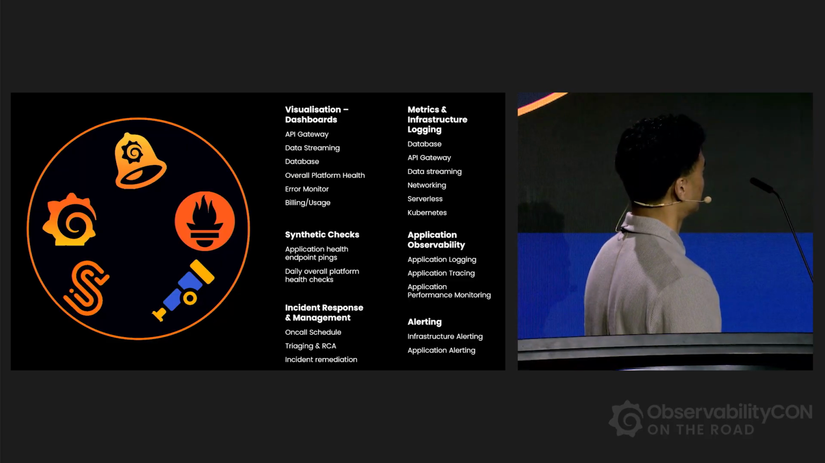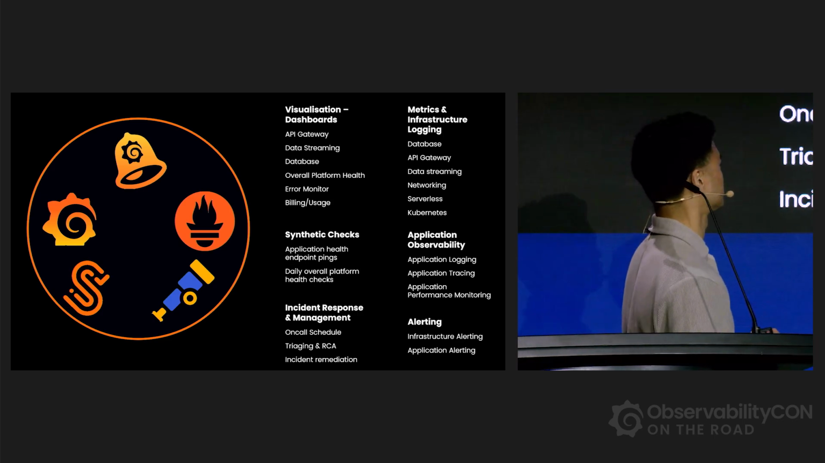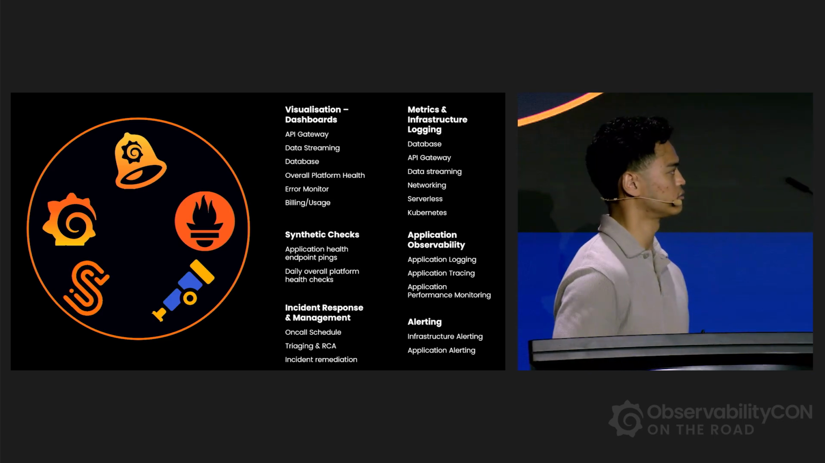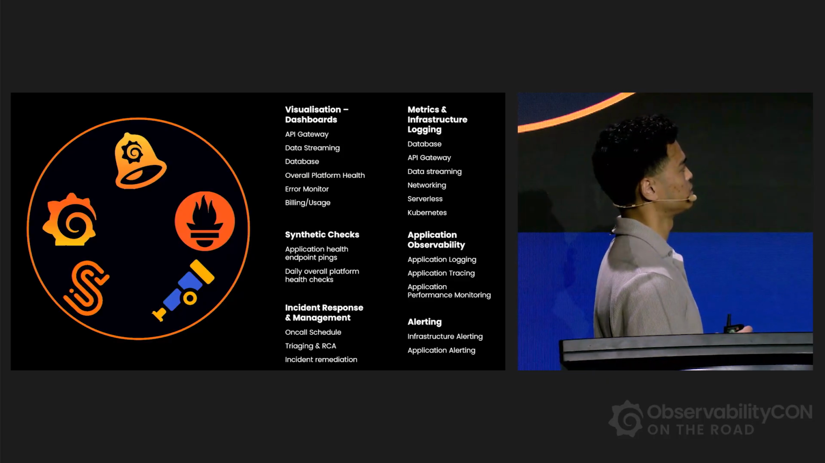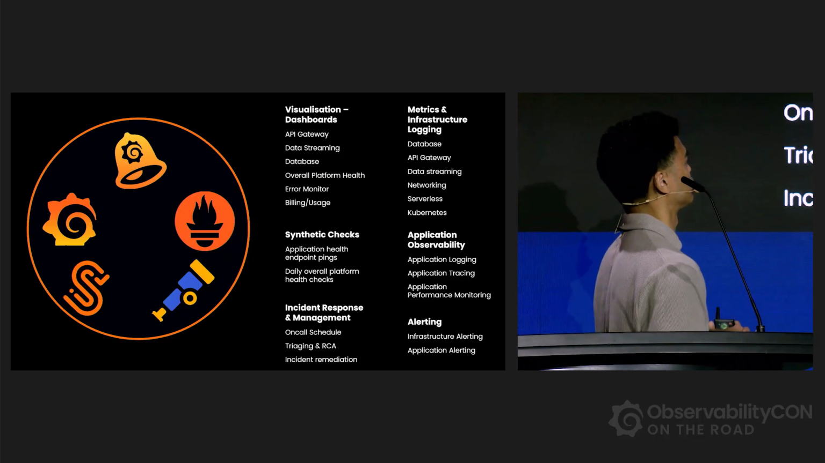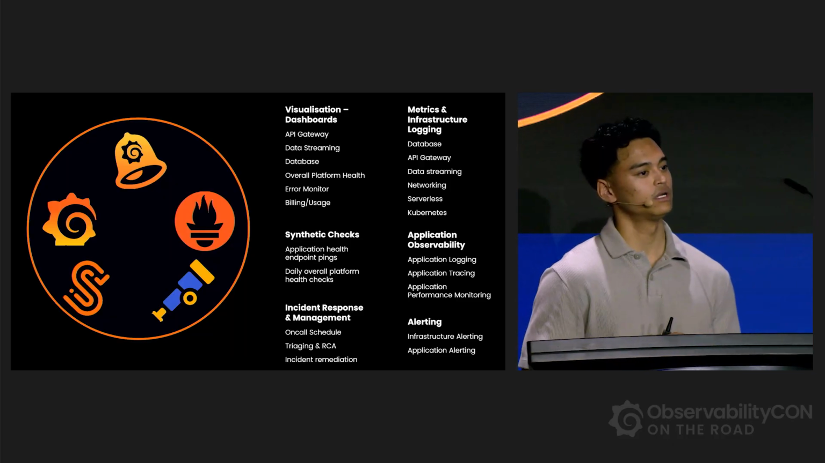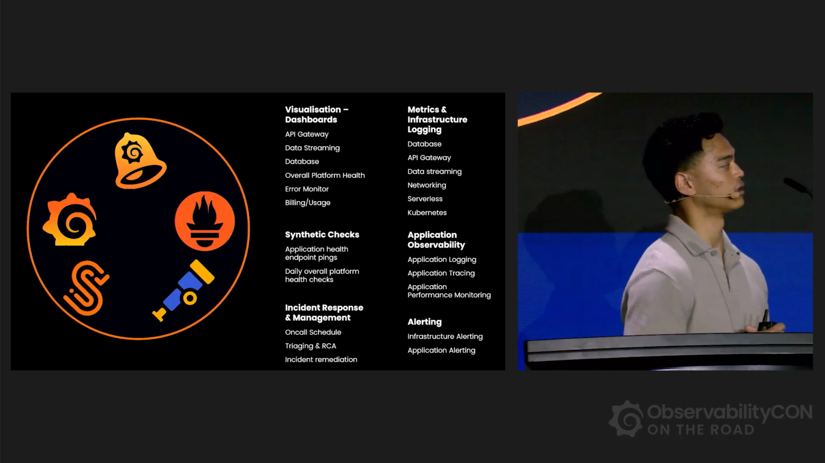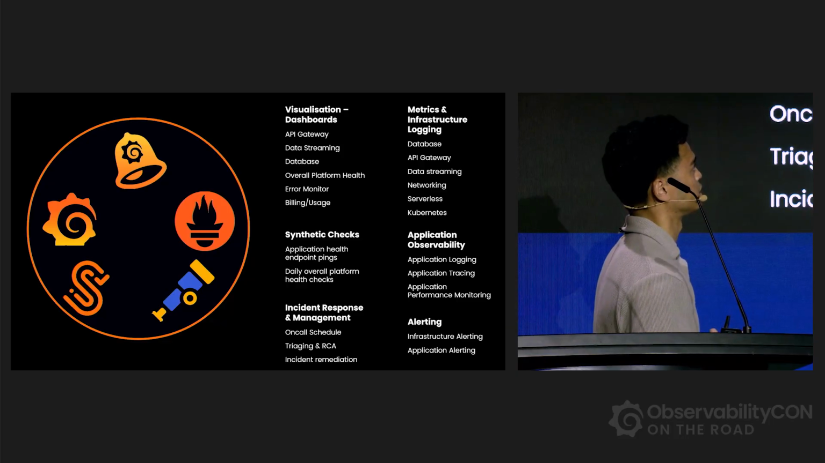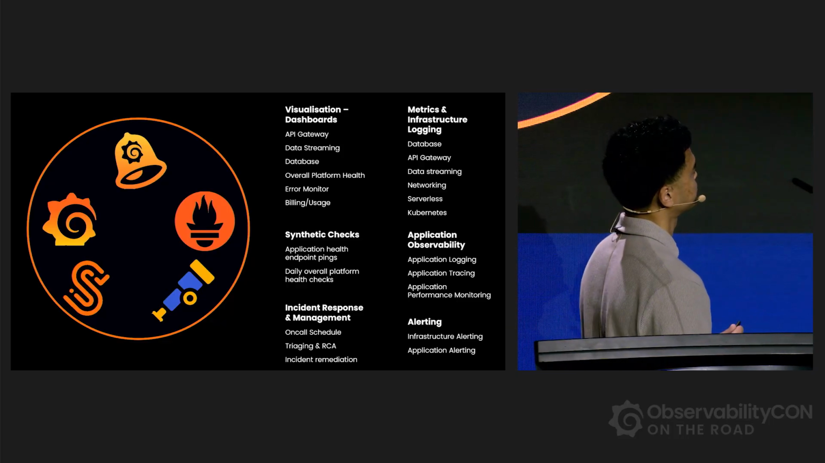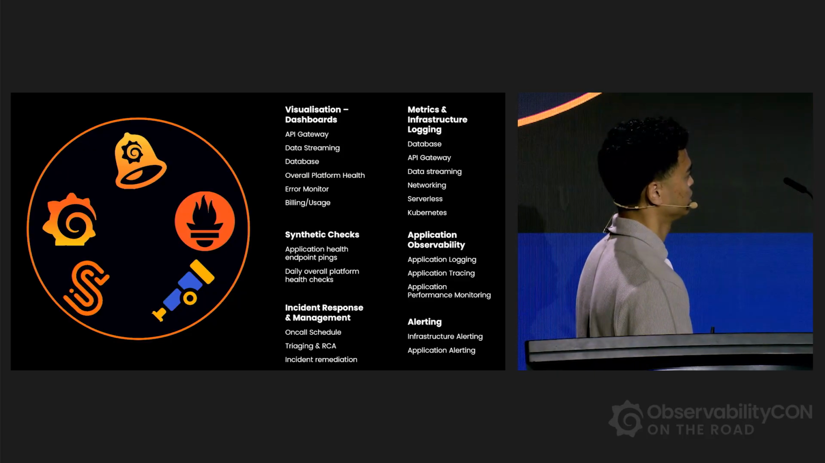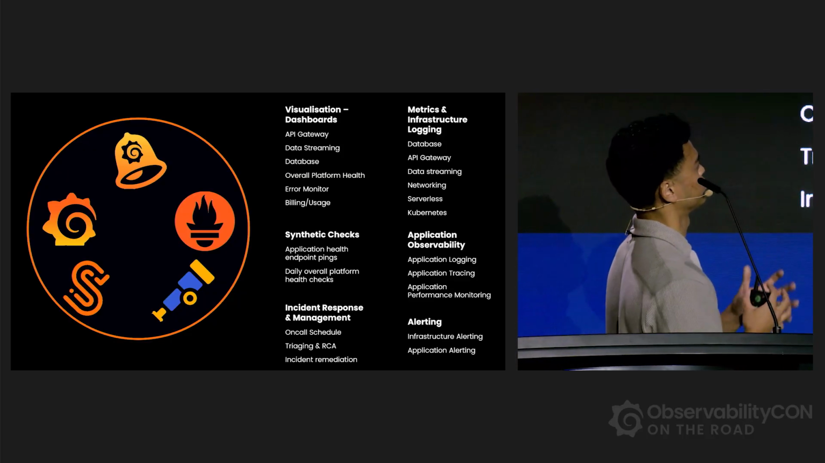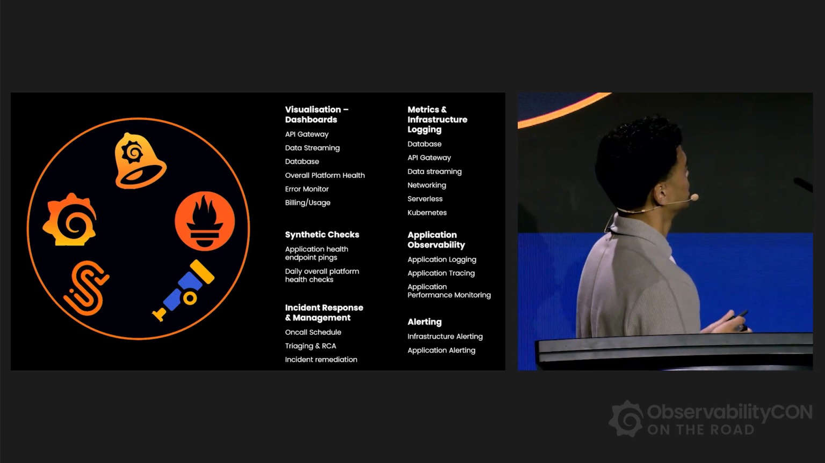We have our synthetic checks. I'll get into that later. IRM as well. So it's very important that we had that set up. And not only does the platform team and the production support team collaborate together, but now we can involve necessary contacts from engineering. We've just got metrics, infrastructure and logging, application observability, which is a very important aspect, and alerting.